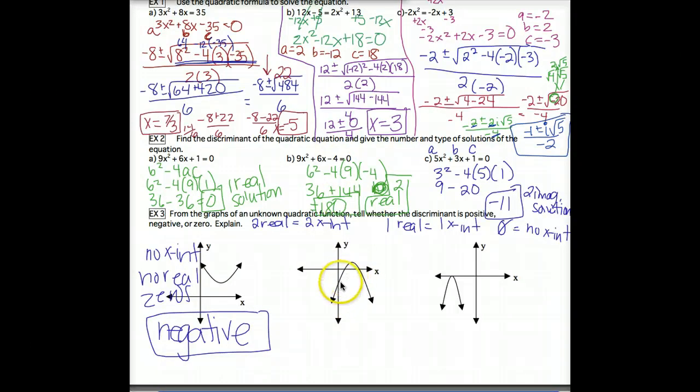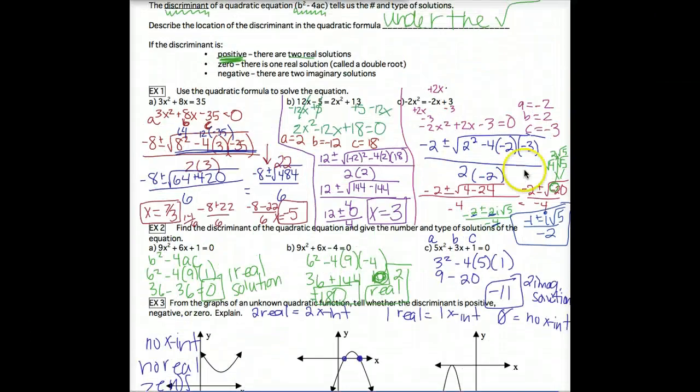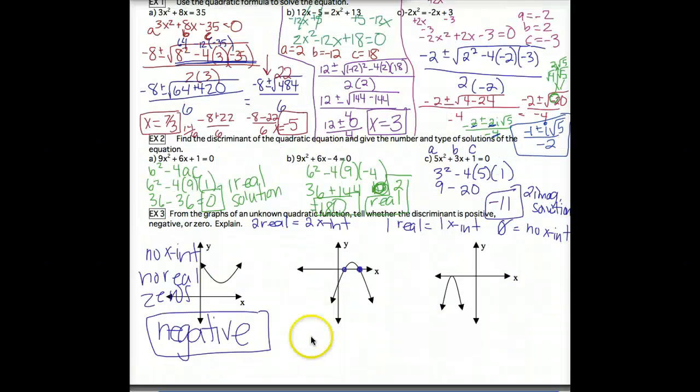On the second one here, I do have two very visible x-intercepts right there. So that means if there are two visible x-intercepts, that means that there are two zeros, two solutions that are real. So I go back and look. Two real solutions means that the discriminant was positive, because here are your two real solutions.